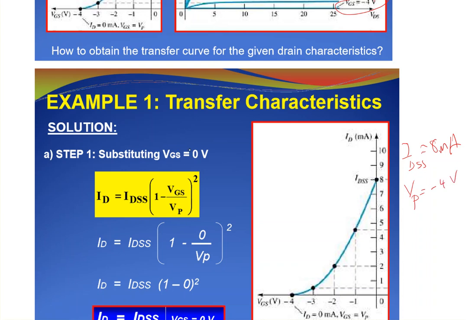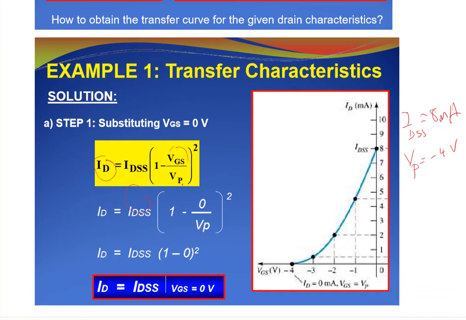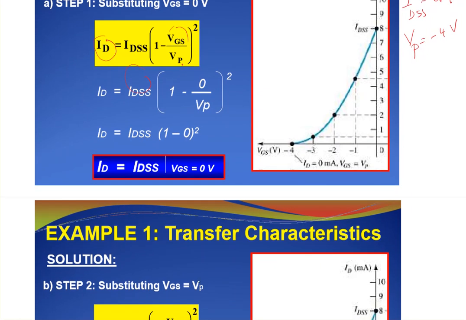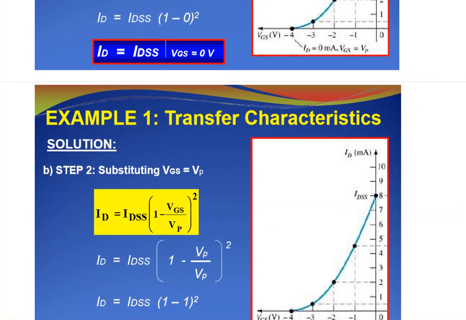So the first step, we said we just substitute for VGS equal to 0. In the equation, VGS equal to 0, so 0 over VP is equal to 0, and therefore I know that ID is equal to IDSS. In that case, it's equal to 8 milliamperes. Next, we will substitute for VGS equal to VP. In that equation, VP over VP, that will mean that ID is equal to 0. So I am able, by those two, to get those 2 points.